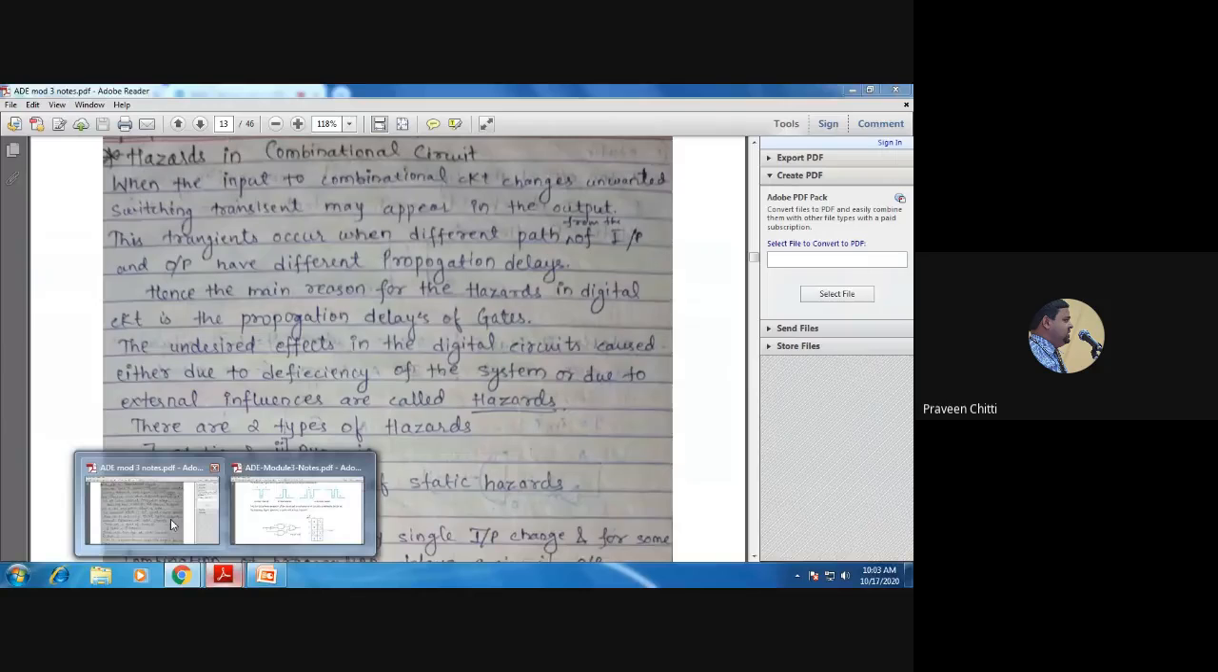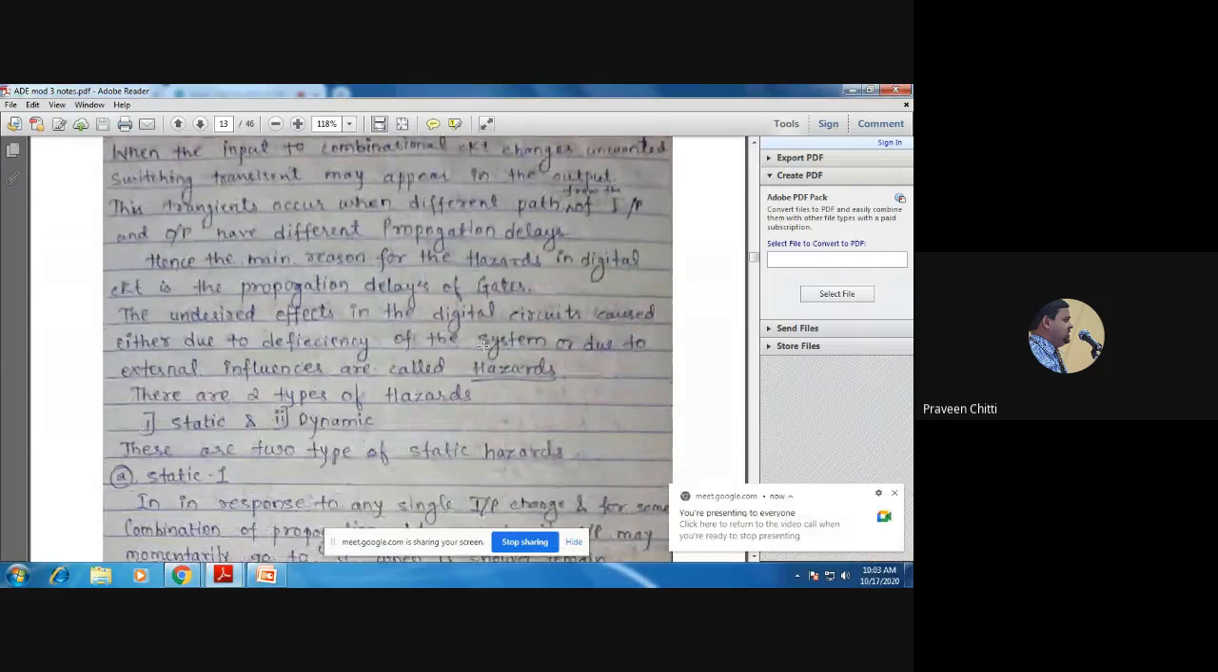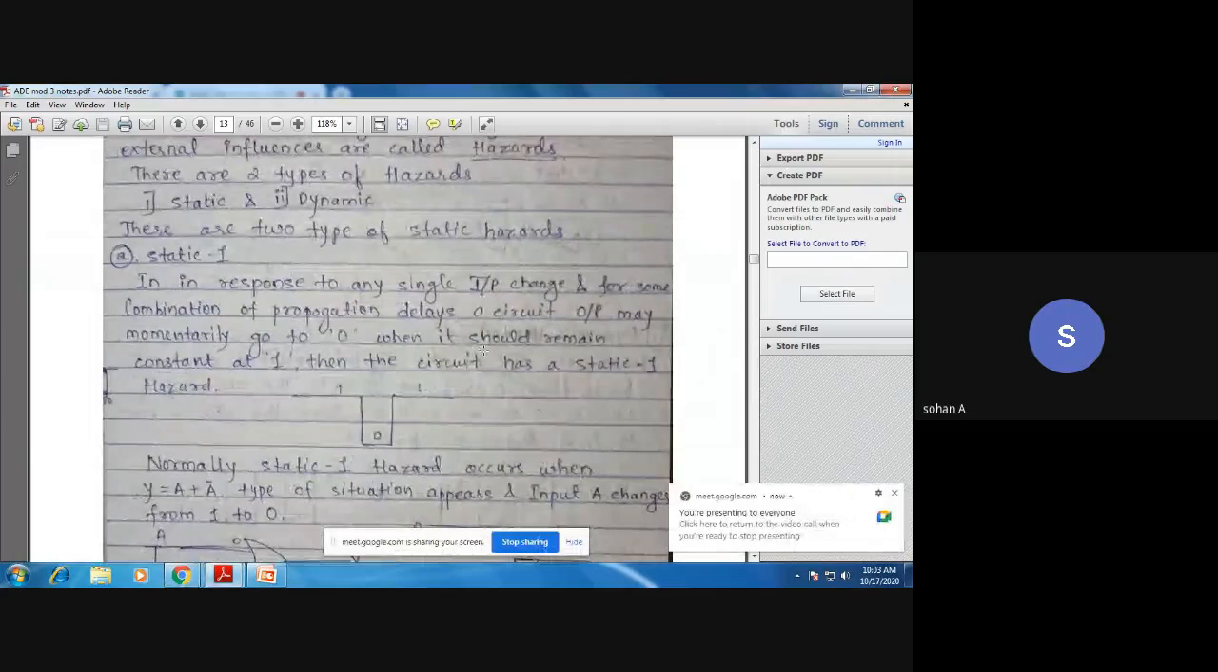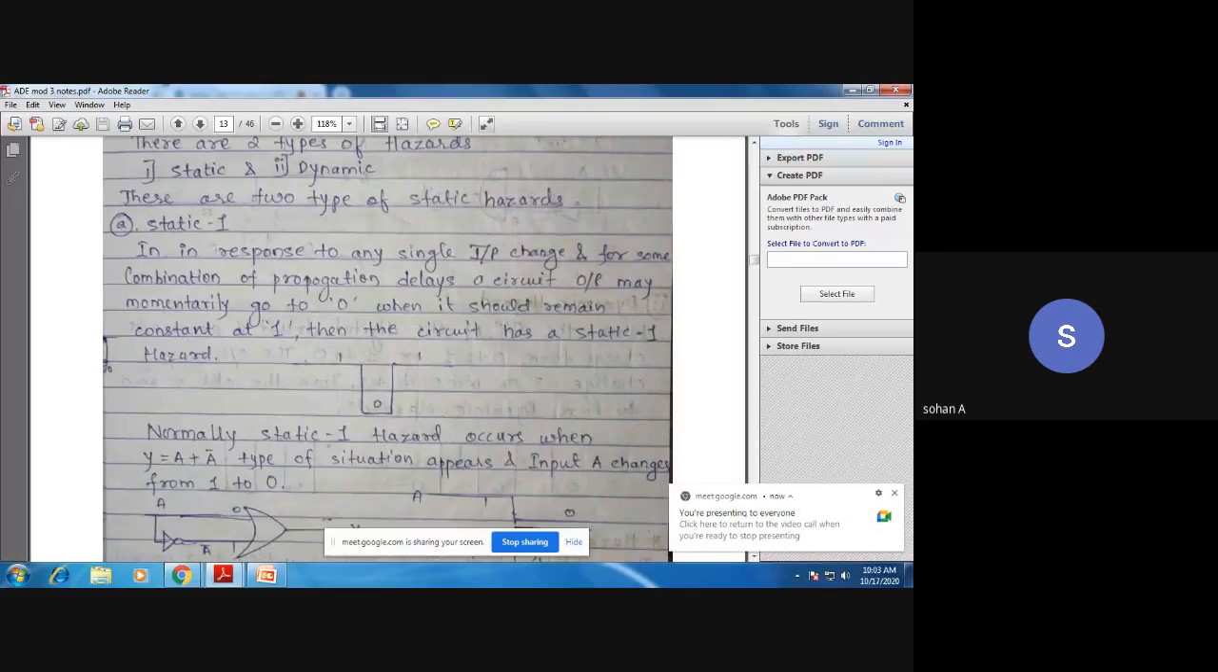Nobody? What is static 0 hazard? If the output is currently at logic state 0, and after an input change the output momentarily changes to 1 before settling on 0, then it's static 0 hazard. Yes, you're right. So what is static 1?